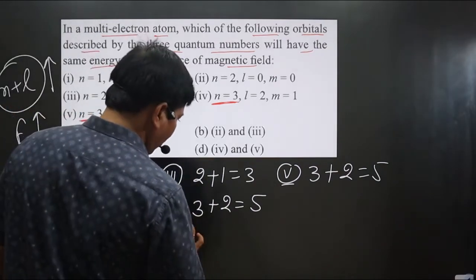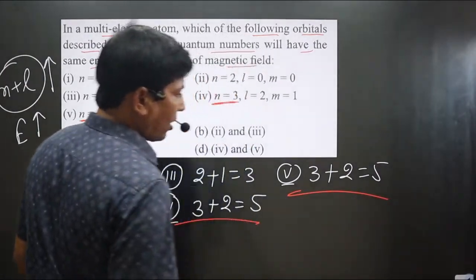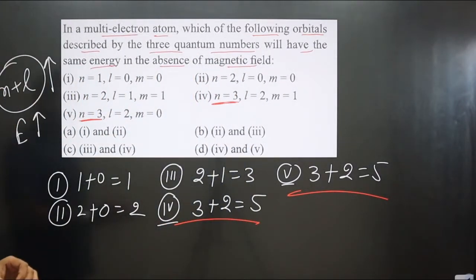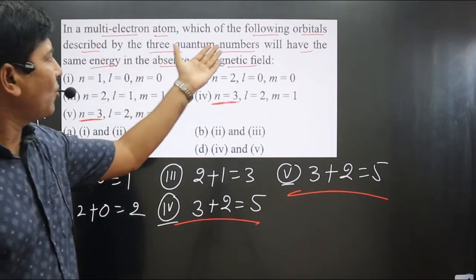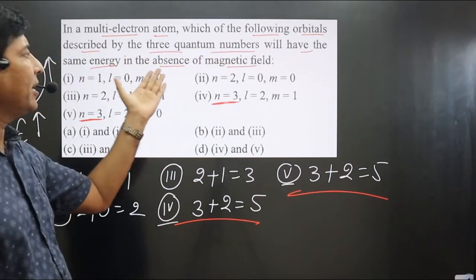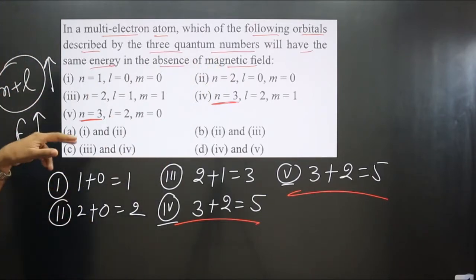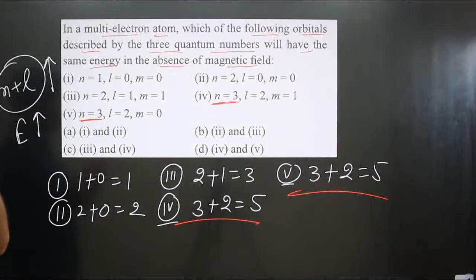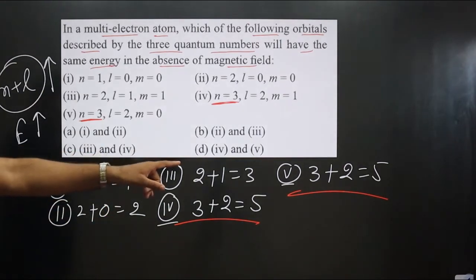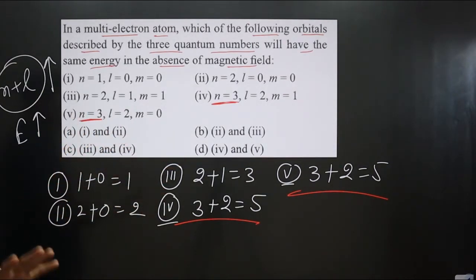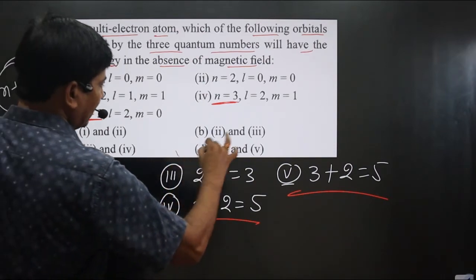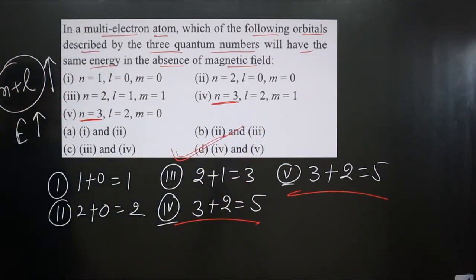The fourth as well as the fifth will have the same energy because the n plus L value is the same, and it is asking which set of quantum numbers will have the same energy in the absence of magnetic field. We have to identify the set of quantum numbers which have the same energy. The answer is the fourth as well as the fifth set of quantum numbers will have the same energy. Option D is correct. A very interesting question.